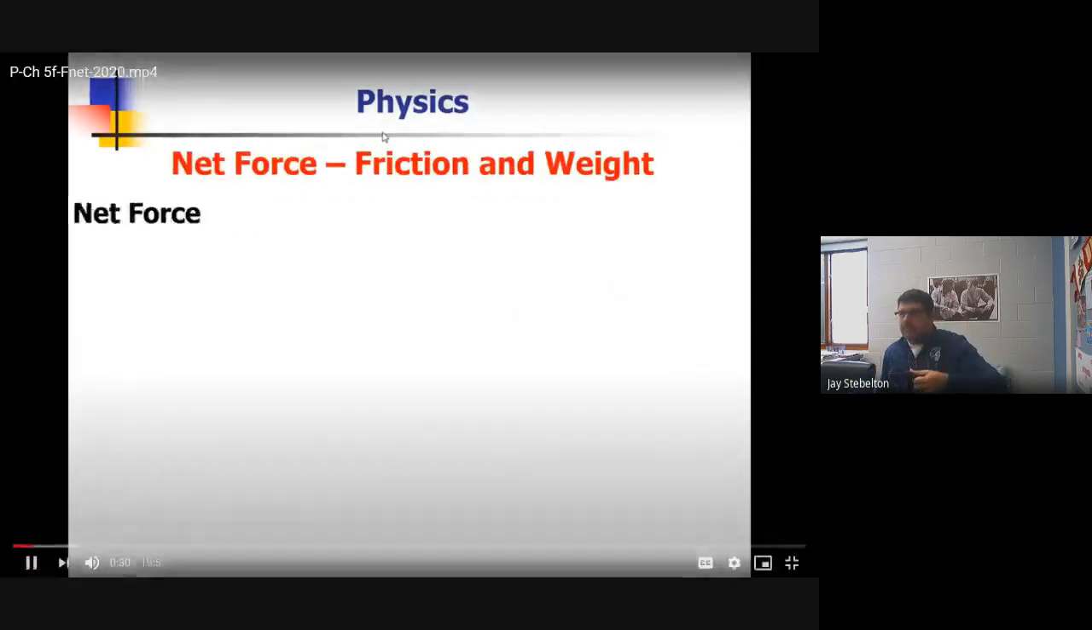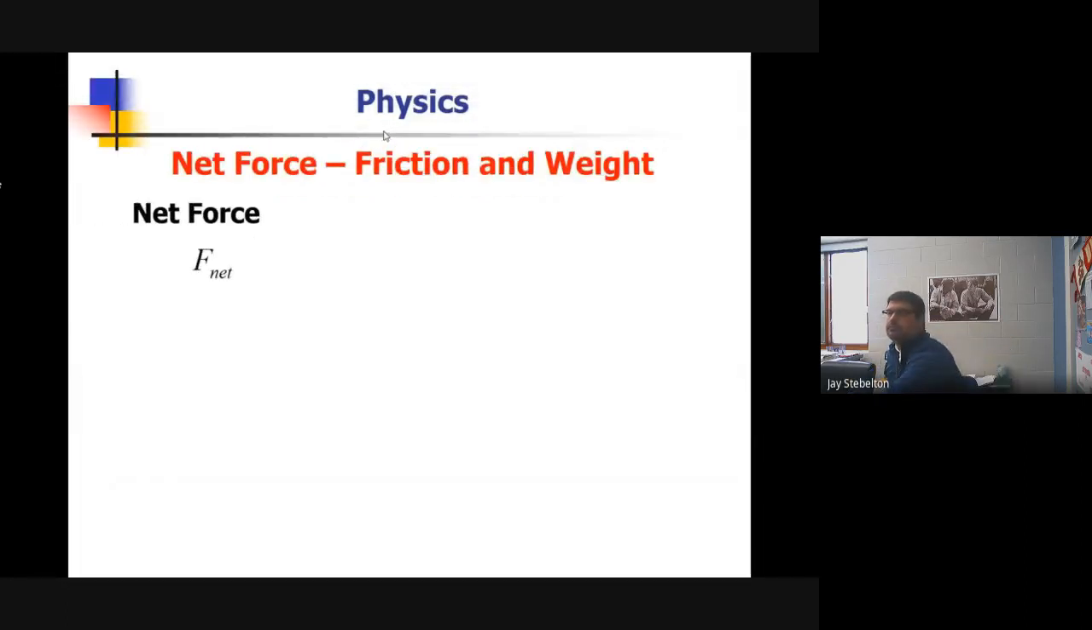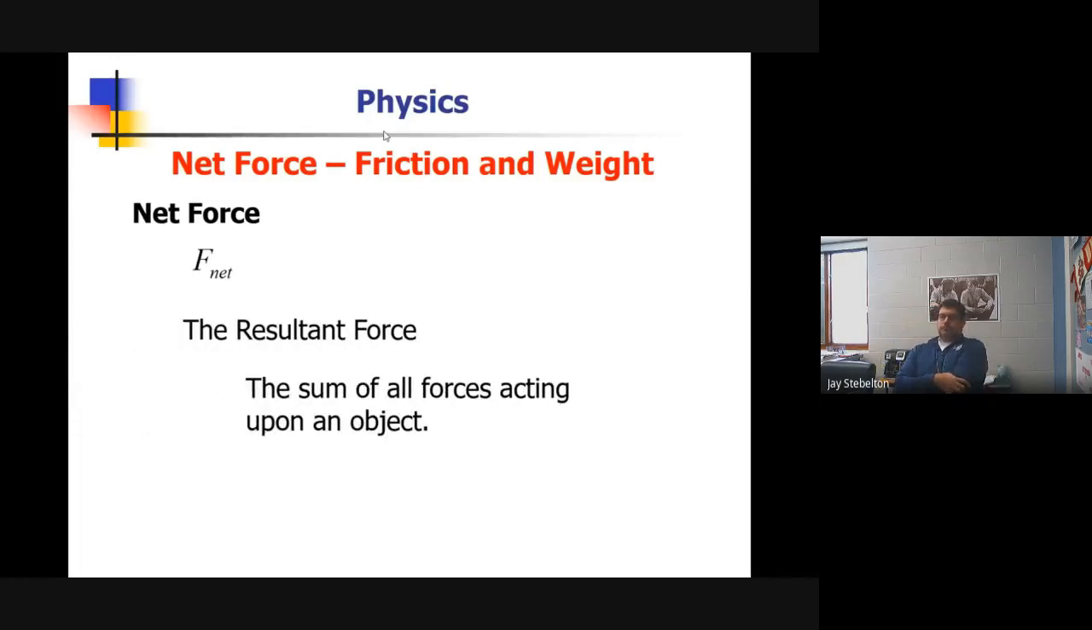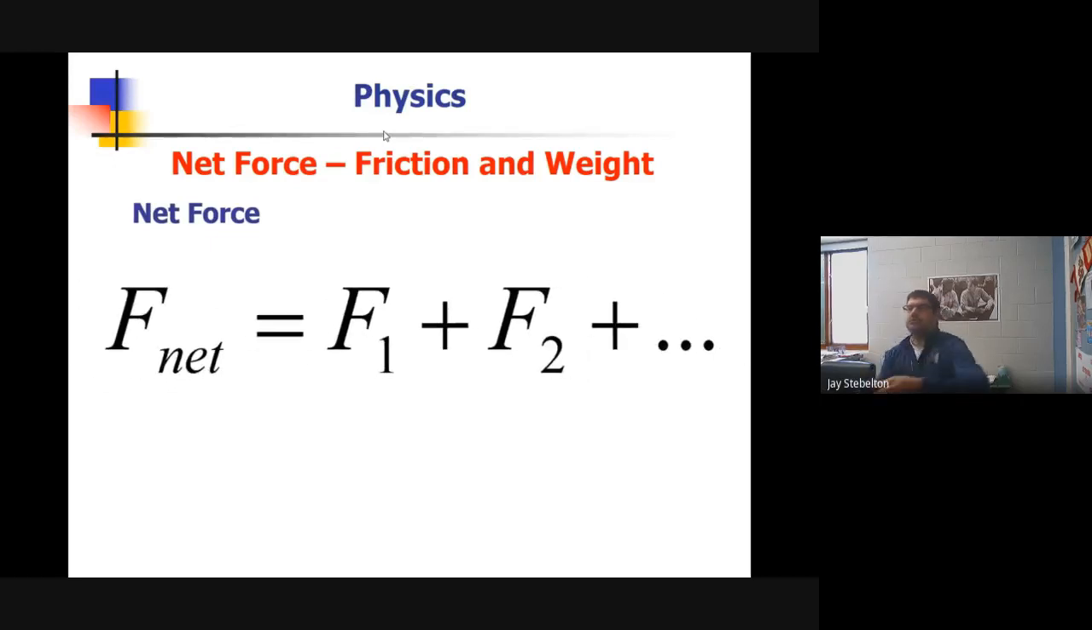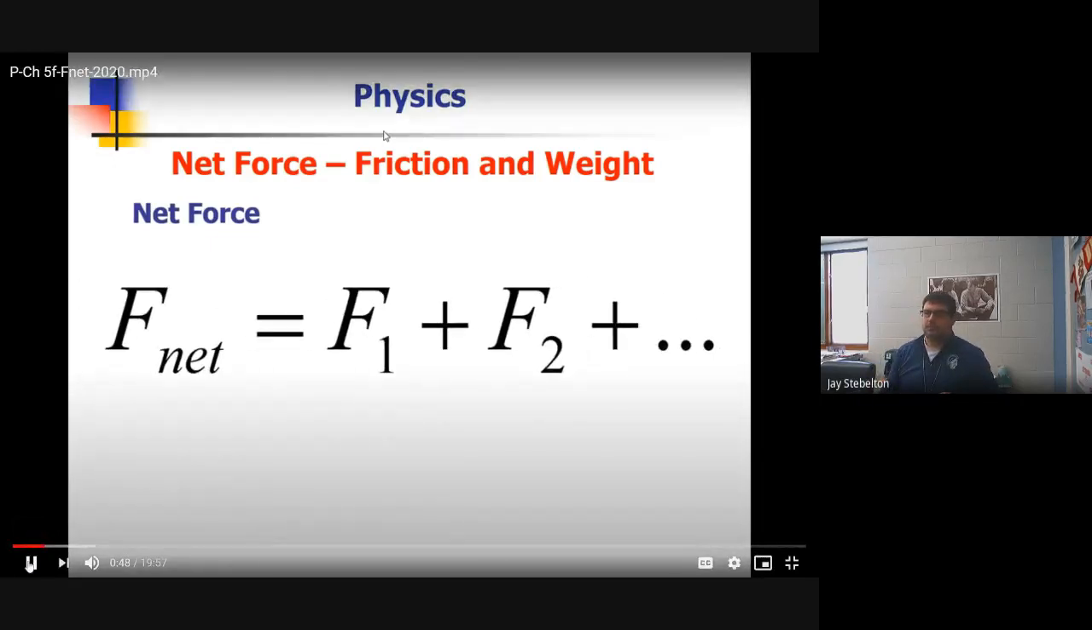We've been here before. We know that net force, F net, is a resultant force, the sum of all forces acting on an object, and in its final form, Newton's second law says F net is m a net. Well, what is net force? All net force problems start the same way. F net is F1 plus F2.